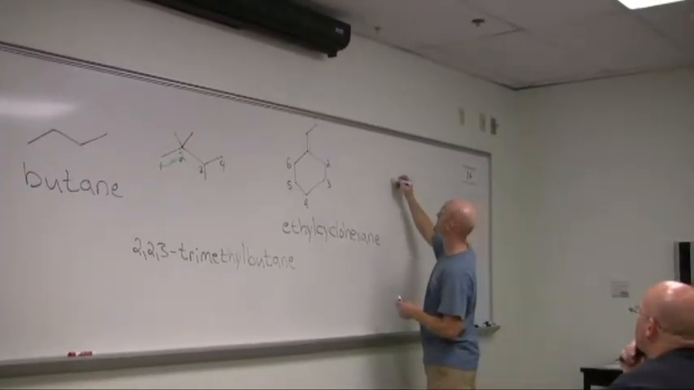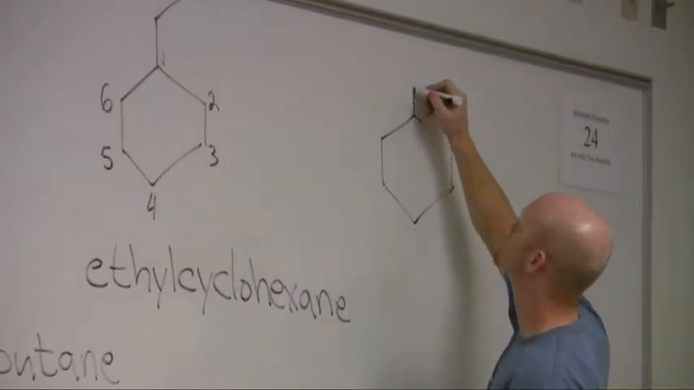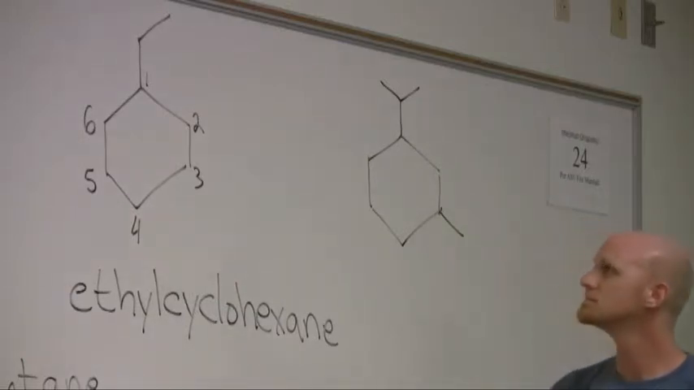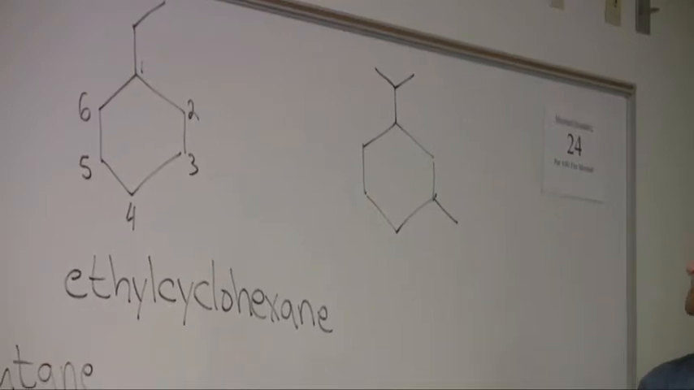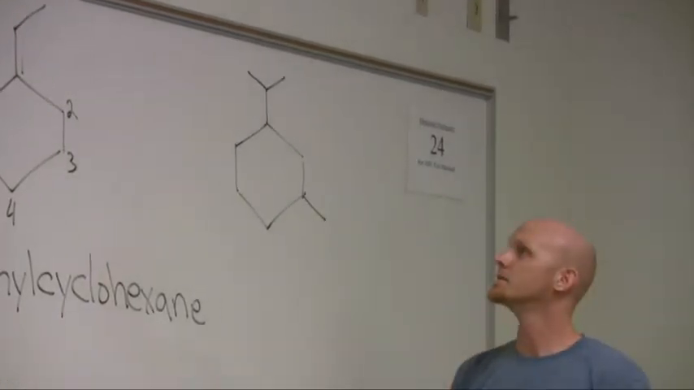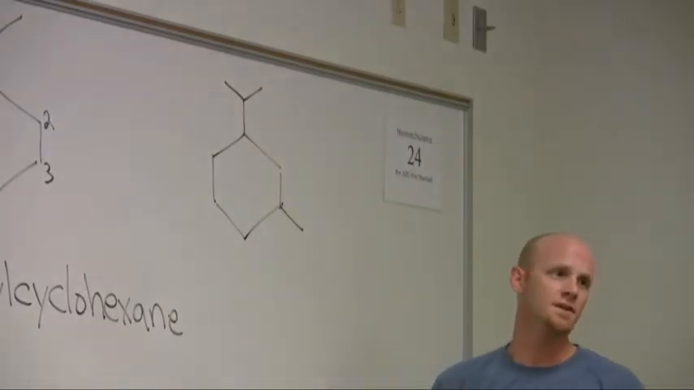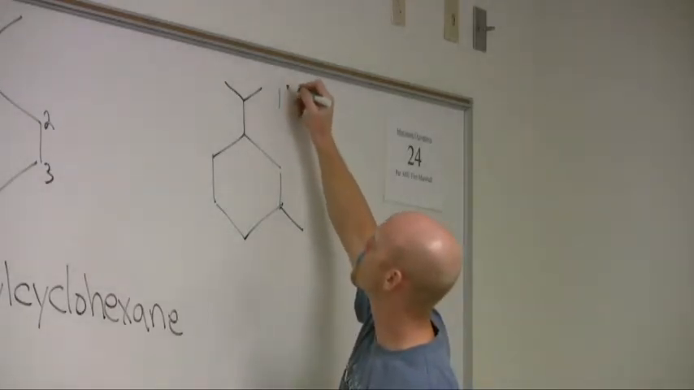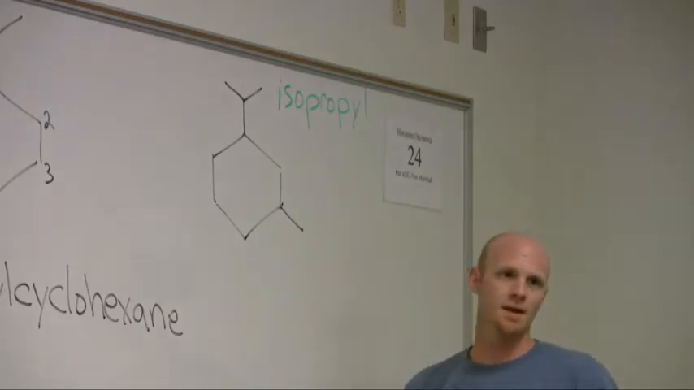So let's get a little tougher here. All right, so still got a cyclohexane. So first case, we now have a branched substituent. So what's the common name for this thing? Isopropyl. Yeah, it's an isopropyl group. What if I don't like common names?